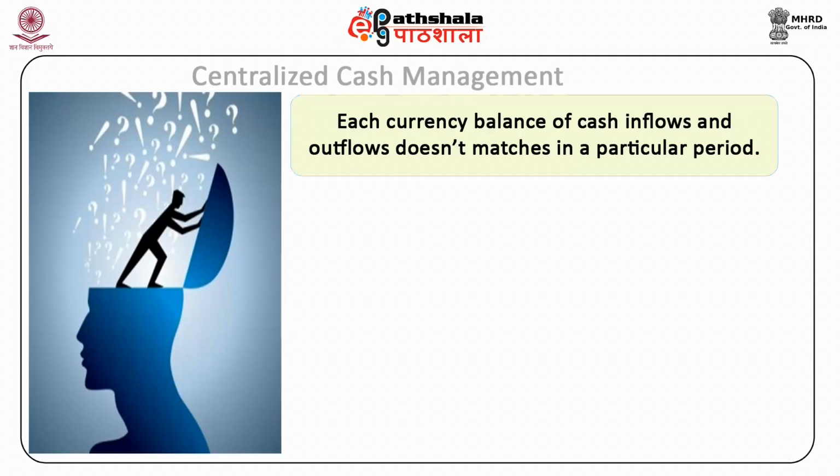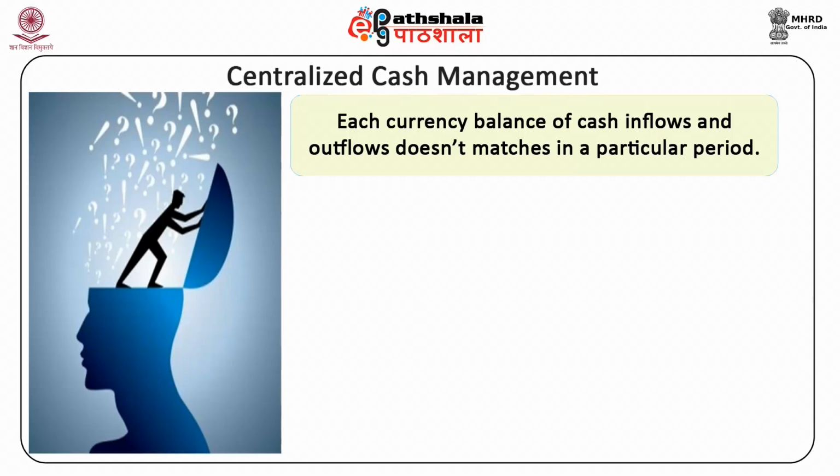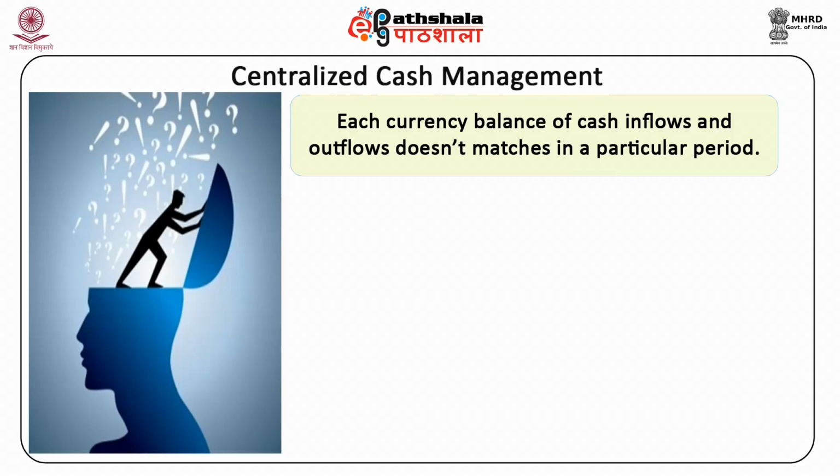Multinational companies have a huge amount of cash inflows and cash outflows in different currencies. Due to this fact, each currency balance of cash inflows and outflows doesn't match in a particular period. Thus, in centralized cash management, parent, subsidiary and inter-subsidiary cash inflows and outflows get matched in the same currency without having large investments in cash.